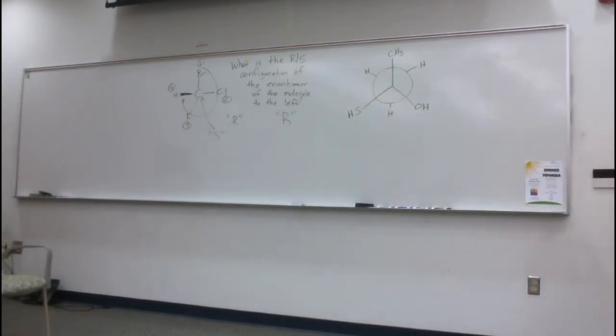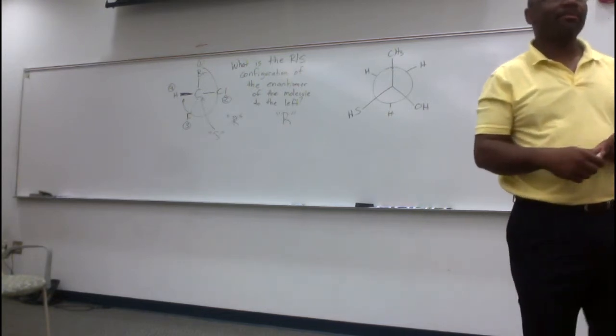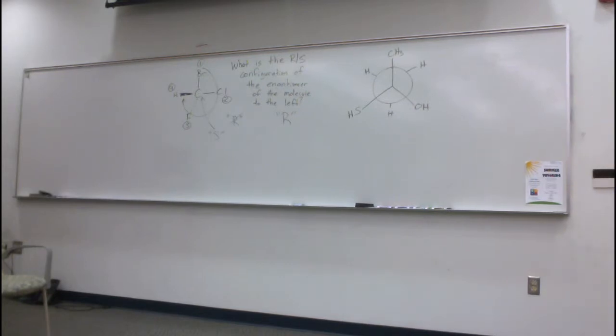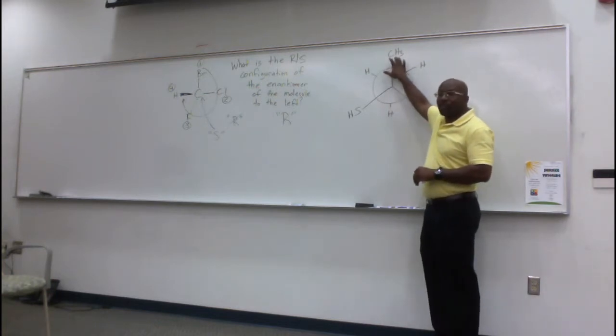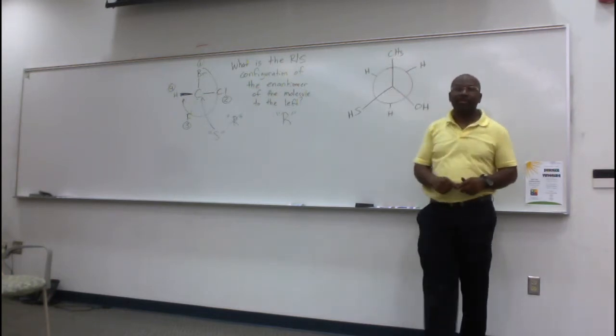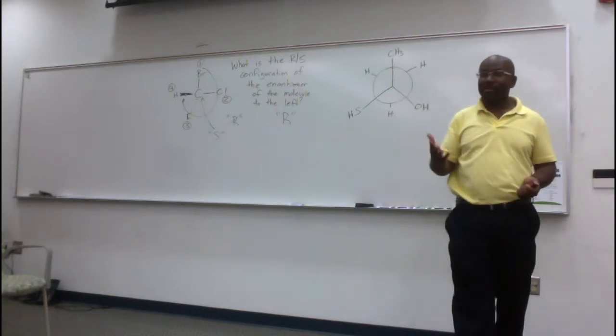Here we have a Newman projection of a molecule. In this molecule, how many carbon atoms do we have? Everybody see that CH3 group? That's one carbon atom. What's this point understood to be? Carbon. What's the big circle understood to be? Carbon. So there are 3 carbons.